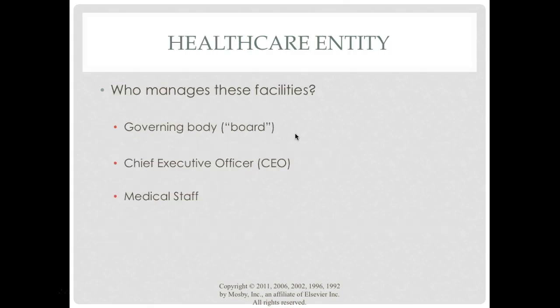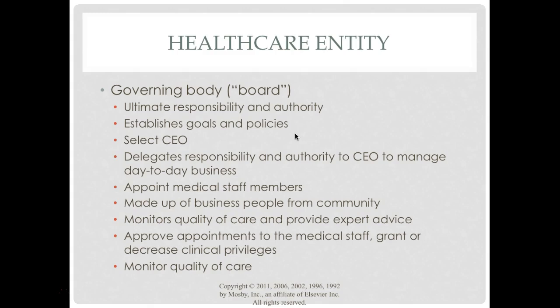So who manages these facilities? There's a board of directors, which is the governing body. There's the chief executive officer, and there's the medical staff. Let's talk about the board. They're ultimately responsible, and they have the authority of the facility. They establish the goals and the policies. They select and hire the CEO. They delegate responsibilities and authority to the CEO to manage the day-to-day business.